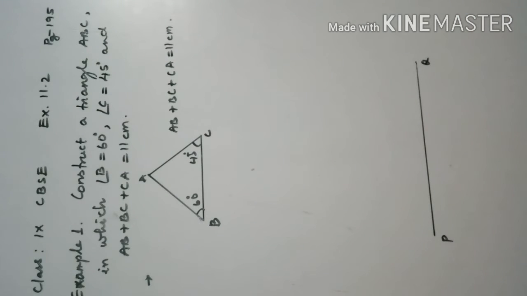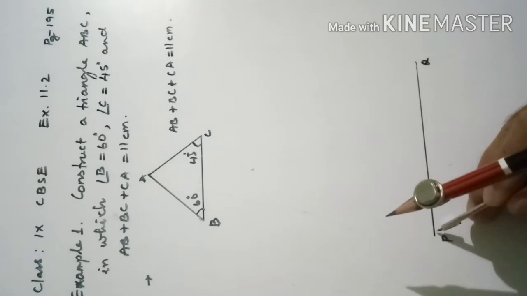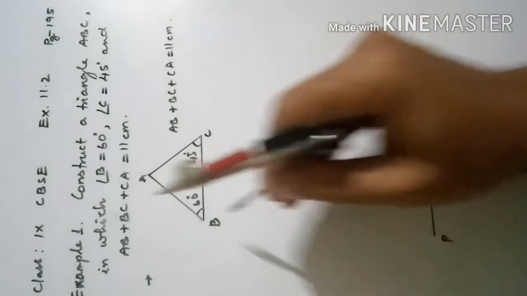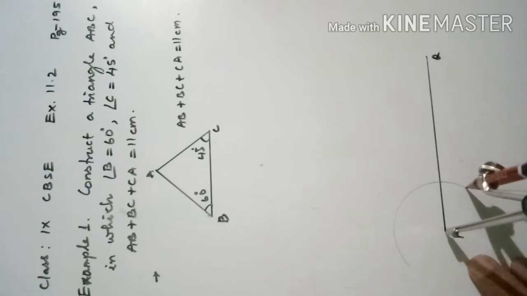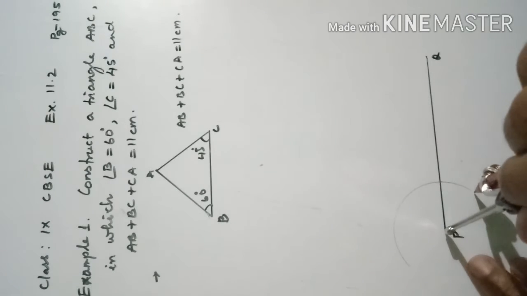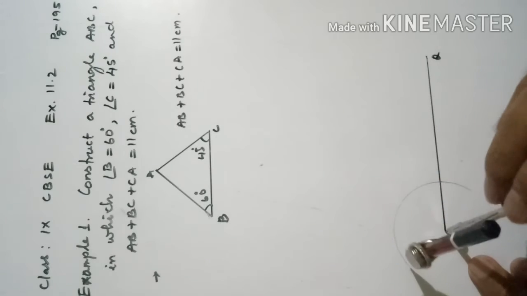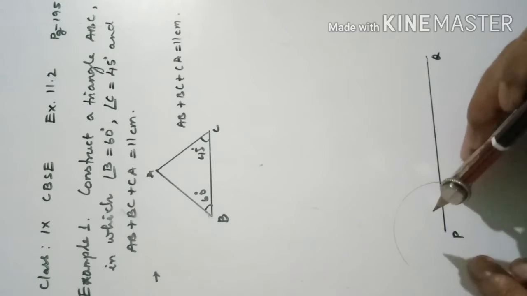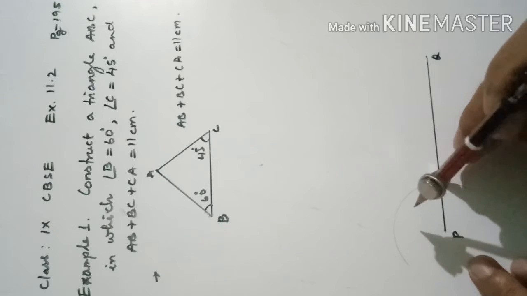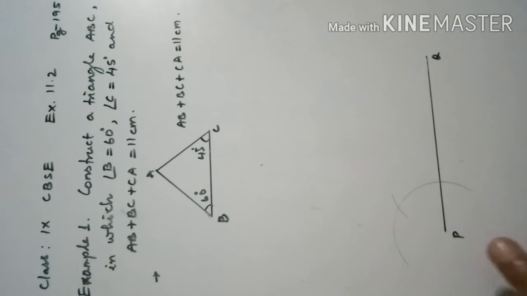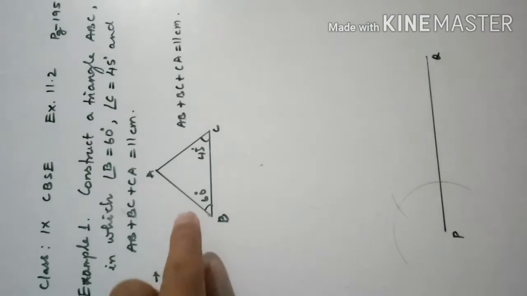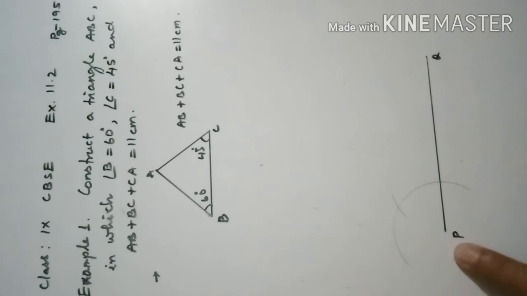So now what are you going to do? Draw the angle at P. At the point P, draw the angle 60 degrees, same as angle B. You know how to draw the 60 degrees. From this point again, draw one arc. So this will be 60 degrees. Whatever angle is given there, the same angle you have to draw at P.